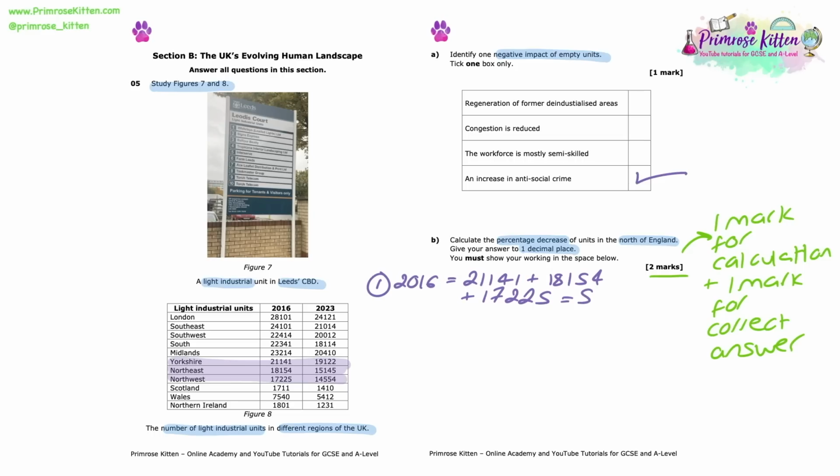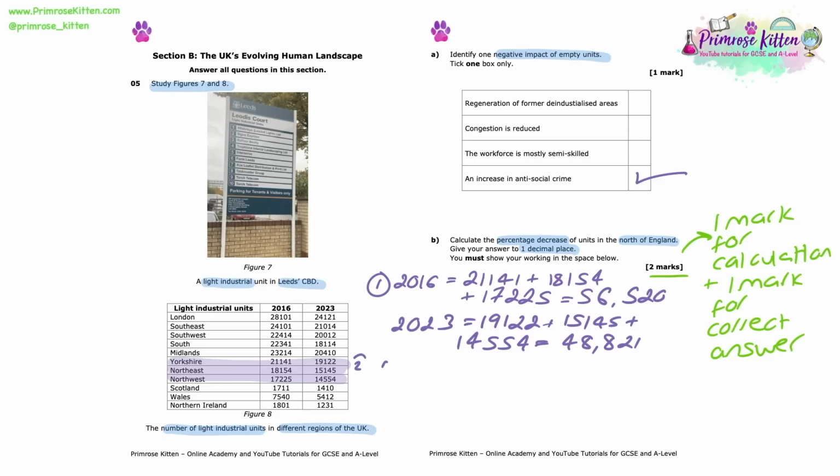This gives us a total of 56,520. We then need to calculate the number of units in 2023. So again, adding the figures for this year for Yorkshire, the North East and the North West, which gives us a total of 48,821.